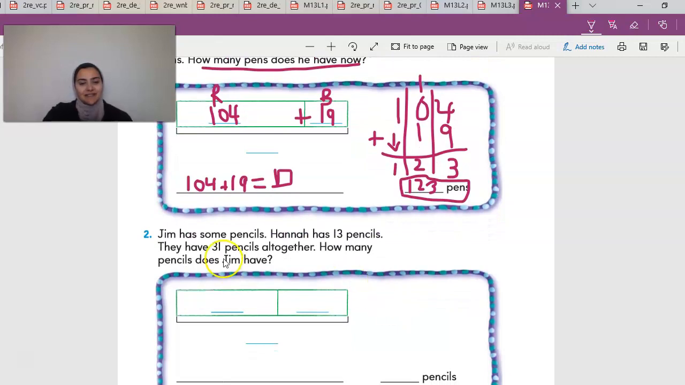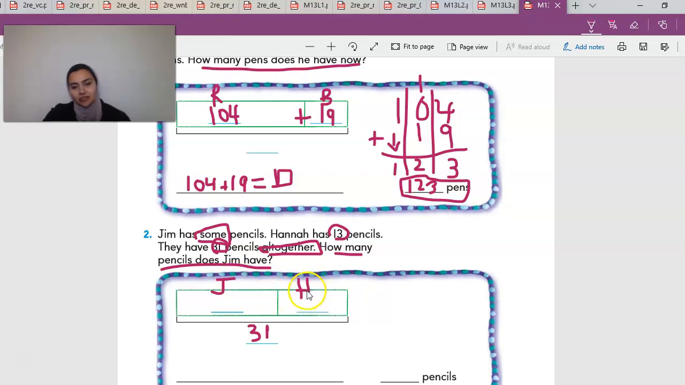Here it starts off different. It says sum, and every time we see sum, we know that's going to be an empty box. So Jim has some pencils. Okay, we don't know how many. Hannah has 13 pencils. They have 31 pencils all together. There's 31. So that means equals 31, right? How many pencils does Jim have? Let's underline the question. So this box can be Jim, and this box can be Hannah. So we're going to write J and H.